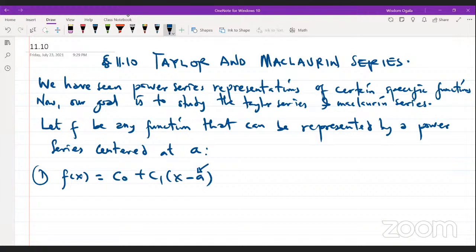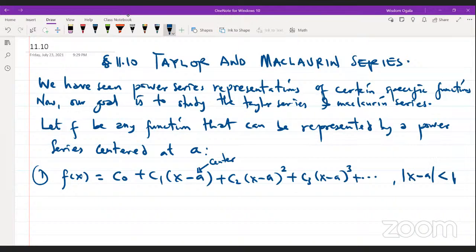Remember, this is the center. Plus c2 (x minus a) squared, plus c3 (x minus a) cubed, on and on. We saw this from 11.9, and we know that the absolute value of x minus a is less than my radius of convergence.